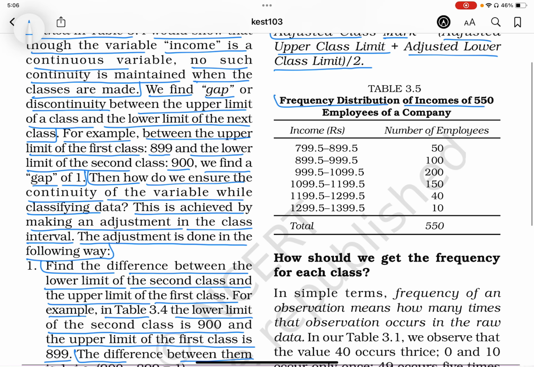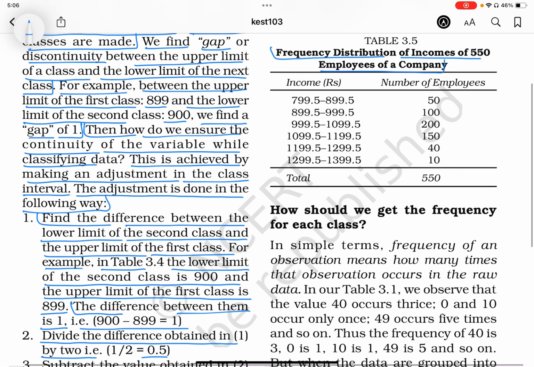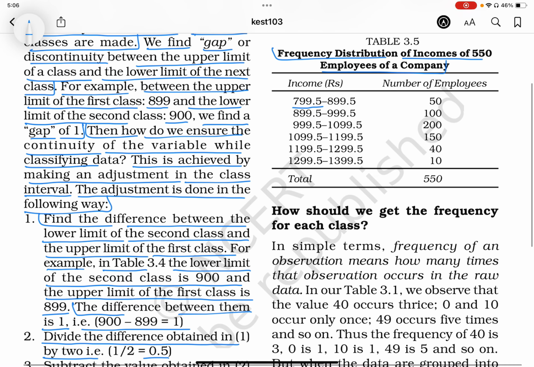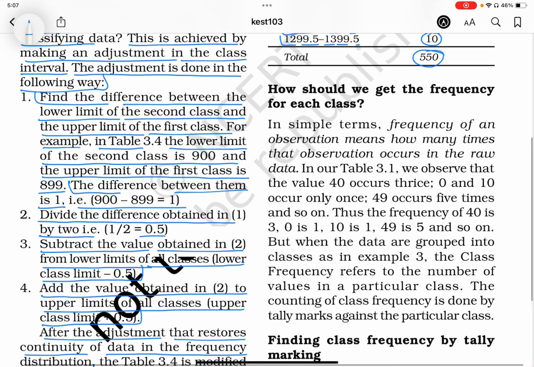Frequency distribution of incomes of 550 employees of a company. Income 799.5 to 899.5, number of employees 50. 899.5 to 999.5, number of employees 100. 999.5 to 1099.5, 200. 1099.5 to 1199.5, 150. 1199.5 to 1299.5, 40. 1299.5 to 1399.5, 10. Total, 550.